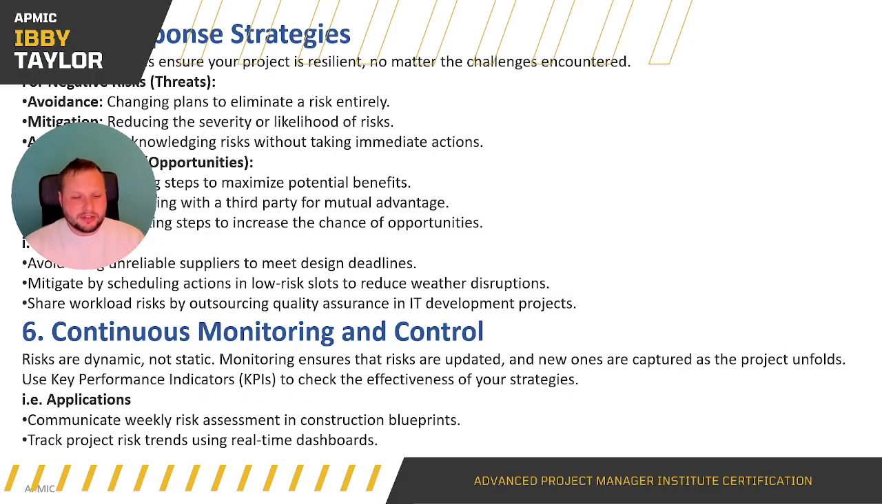Mitigate by scheduling actions in low risk slots to reduce weather disruptions. So, if you're out doing work outdoors, a construction piece, if you know that you have to lay concrete, you would want to do that in the summer months. Because if you're trying to allow your concrete to dry and you're doing that during the winter where it's going to be raining, the risk of something going wrong is much higher. So let's reduce that risk as much as possible, do it in summer. Yes, there is still a risk that it's going to rain and the concrete is going to be ruined. But what you can do is mitigate that risk and try and reduce that as much as possible within your realm of control.